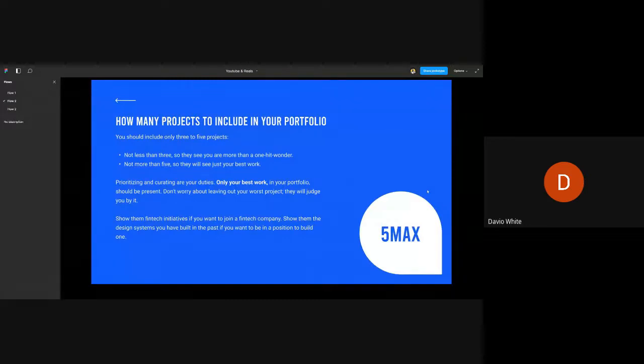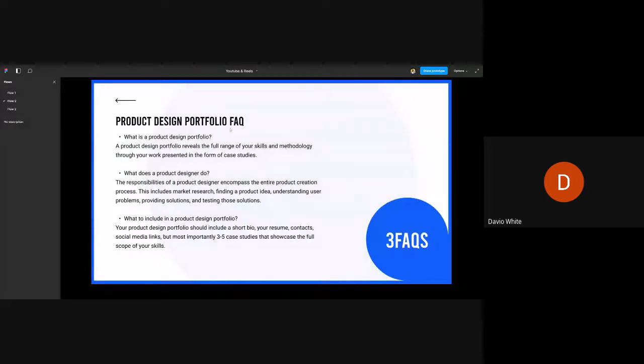So I have some questions at this point. It's like FAQs. So, product design portfolio FAQs. What is a product design portfolio? It's a portfolio that reveals the full range of your skills and methodology. So that's just your method of design, your own method, because everybody has their own method. It's presented through your work in the form of case studies.